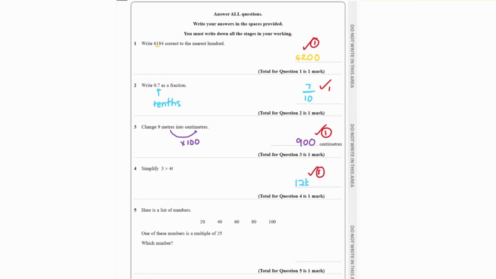Question 5. Here's a list of numbers: 20, 40, 60, 80, 100. One of these numbers is a multiple of 25. Which number? A multiple means it is a number in the times table of 25. So if we look at the times table of 25, we have 25, 50, 75, and 100. Therefore, the number that appears in the 25 times table is 100, and that is the multiple of 25. So our answer for this question is 100, and this is also worth 1 mark.